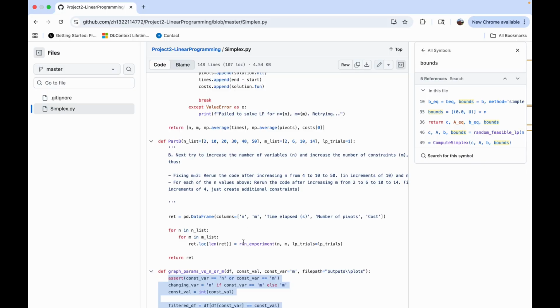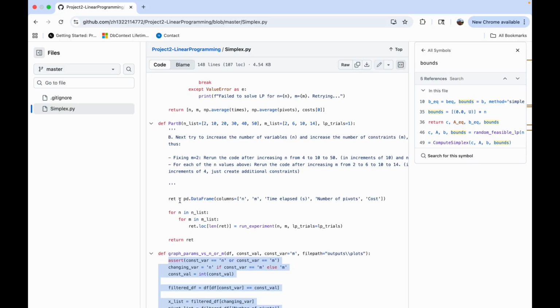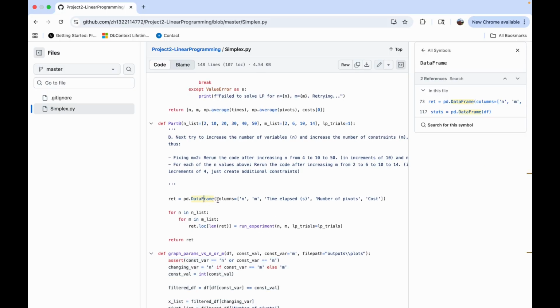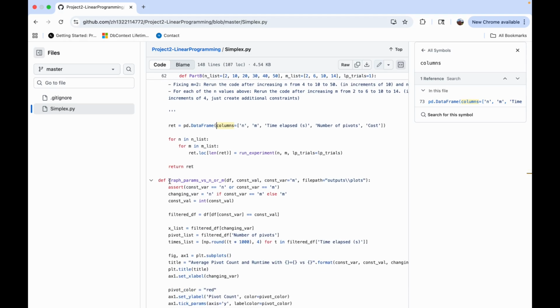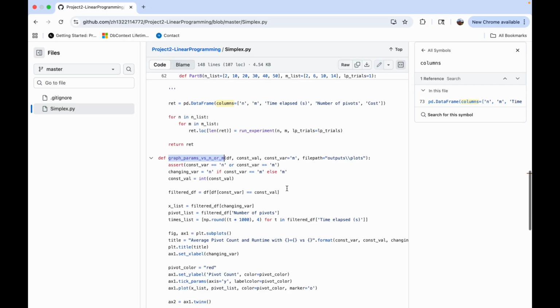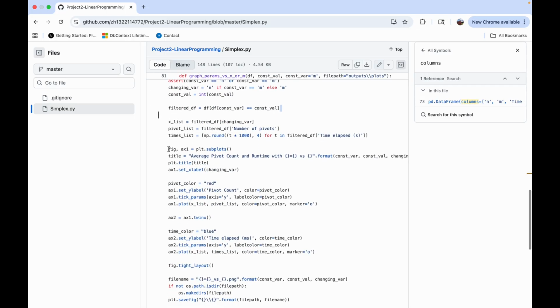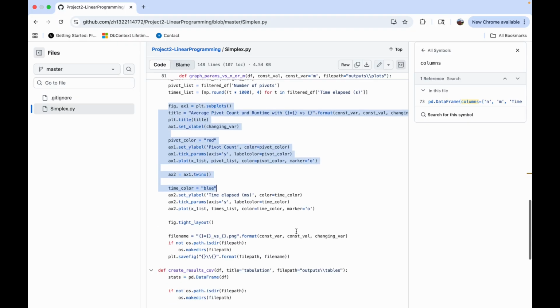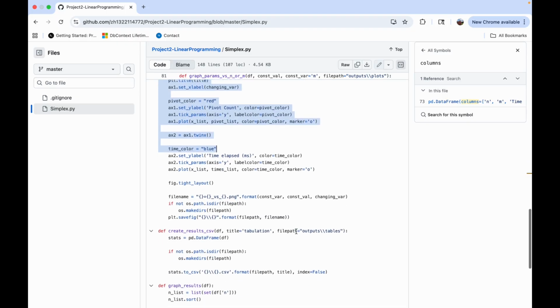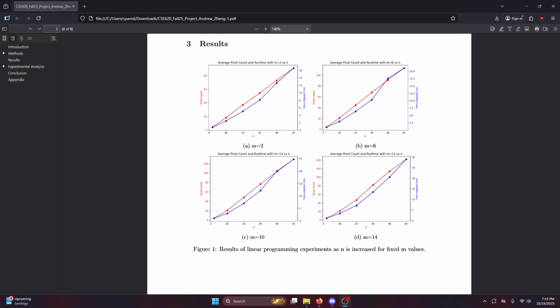For part B, we put everything into a pandas data frame, and for our plot functions, we read the data from the data frames. Right here is just the code to plot different graphs.